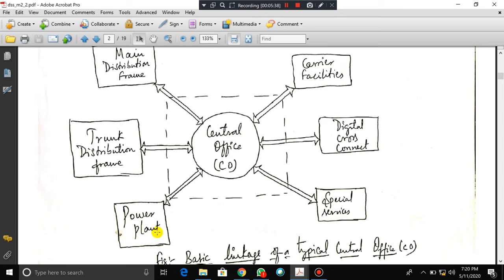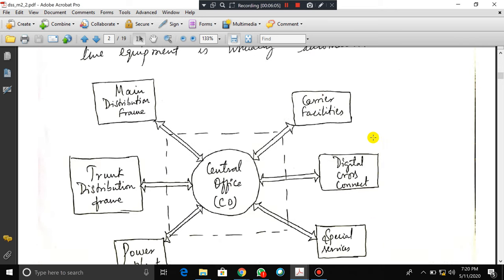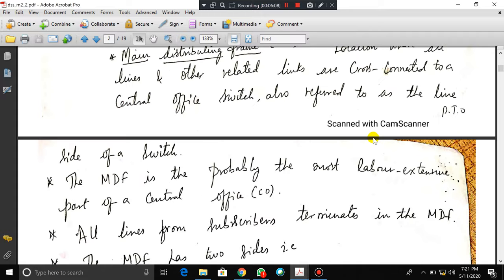Power plant, as the name itself says, deals with the power facilities or supervision of power related functions. Special services means some special kind of things, like giving caller IDs or internet facilities or recording things like that. Digital cross connect, and so on: every block has its own specific functions. Now let us discuss each block and how it operates.